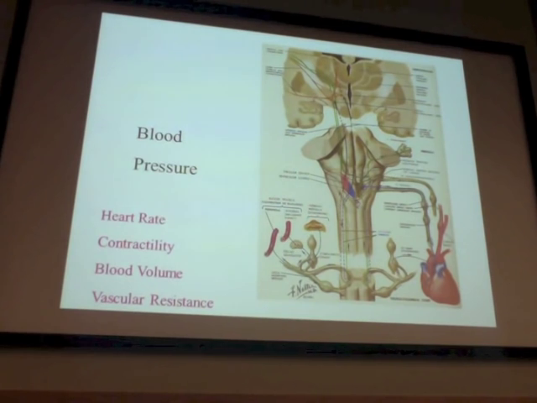Anyway, blood pressure. So cardiac output is equal to heart rate times stroke volume. Okay, and heart rate is regulated by the vagus and the sympathetics, right? So we got that one. We already did that one. Contractility is regulated by your opposing adrenergics and cholinergics. Blood volume, pretty much constant. But peripheral vascular resistance, you can change very quickly.